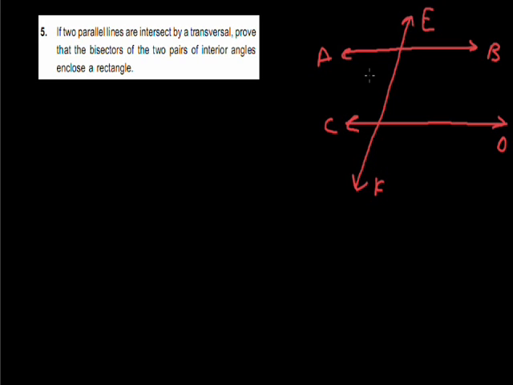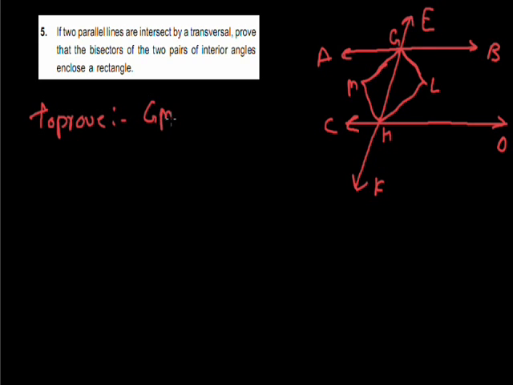So we have to prove the angle bisectors of these, G, L, M, H. What is given is two parallel lines AB and CD and the transversal EF intersecting them at G and H respectively. GM and HM, GL and HL are the bisectors of the two pairs of interior angles. What we have to prove is that GMHL is a rectangle.